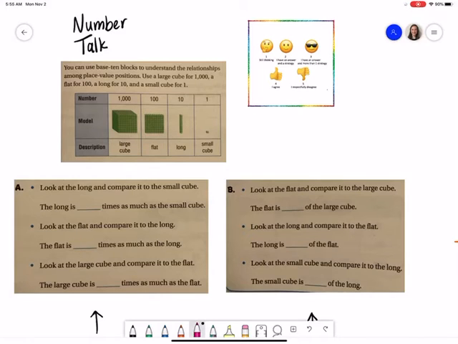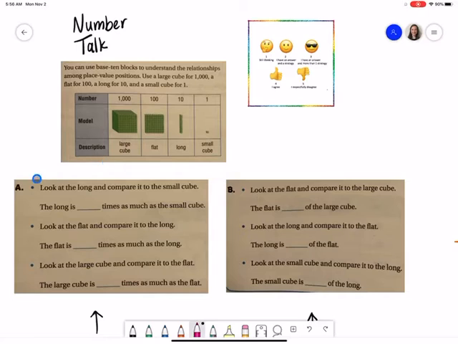But today we're going to start with a number talk. I want you to look at these base 10 blocks. You've probably seen them before. The large cube represents 1,000 units. The flat cube represents 100 units. The long cube represents 10 units. And the small cube represents just 1 unit.